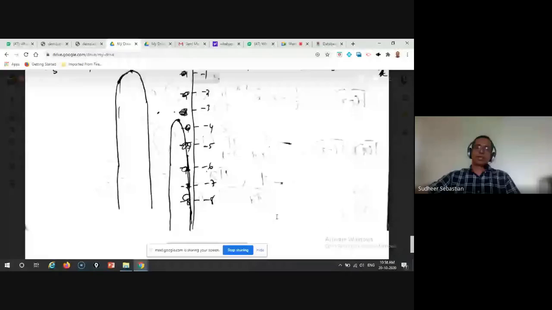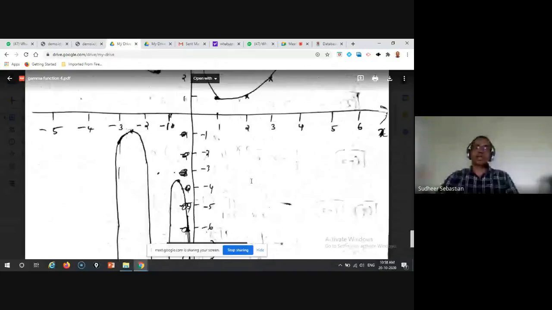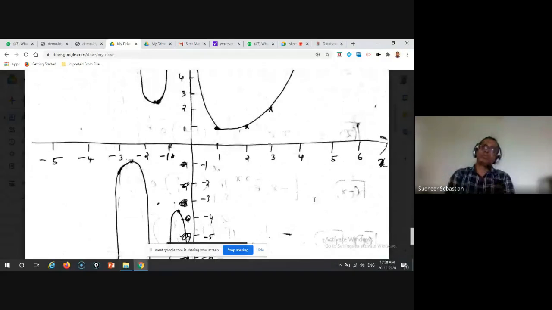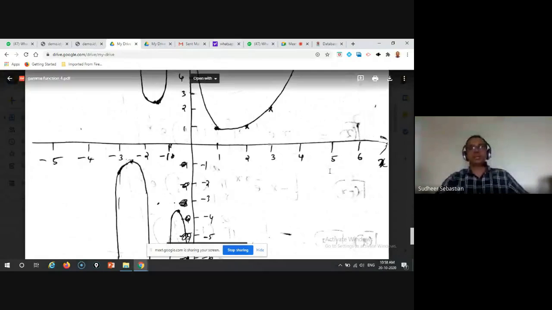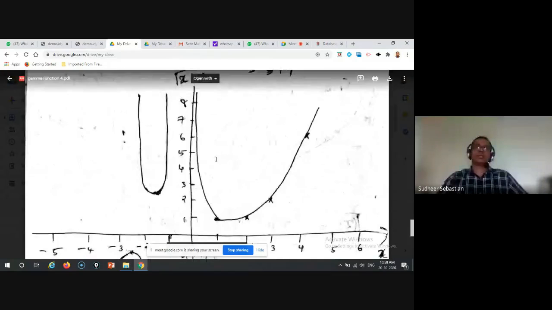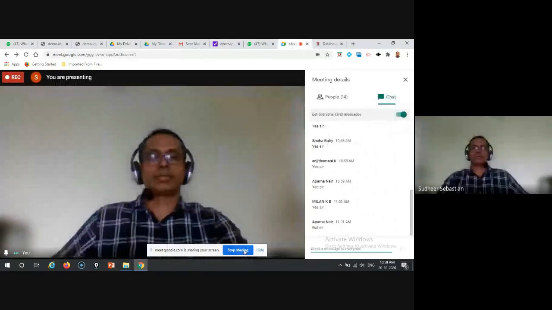So you refer to the textbook and note down how the gamma is varying with the values of x. You try to do all the problems, and tomorrow we will be starting our discussion on the beta function. So we stop today.